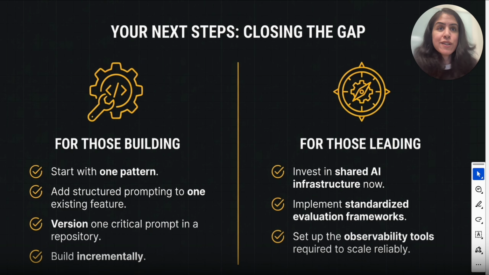And if you are a leader listening to this, invest in the AI infrastructure now. Prompt management systems, evaluation frameworks, observability tools, all of them need to go hand in hand. They are no longer nice to haves. In fact, they are requirements for shipping at scale. The gap between demos and production isn't about finding better models anymore. It is about engineering discipline. These patterns are how we will close this gap.